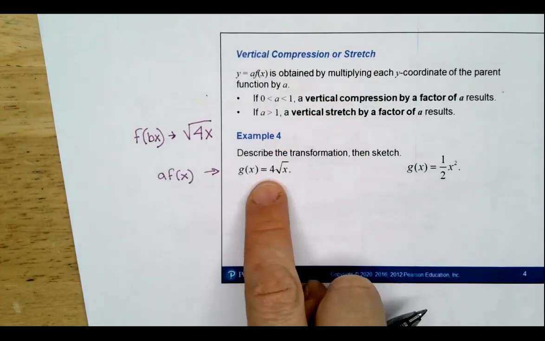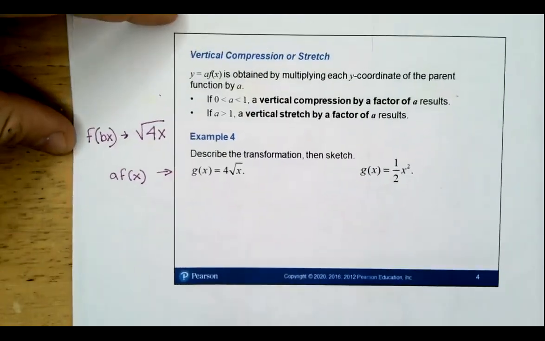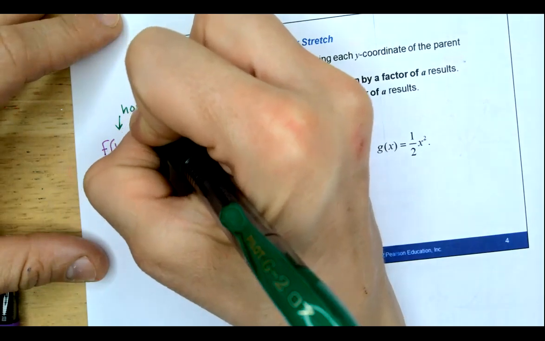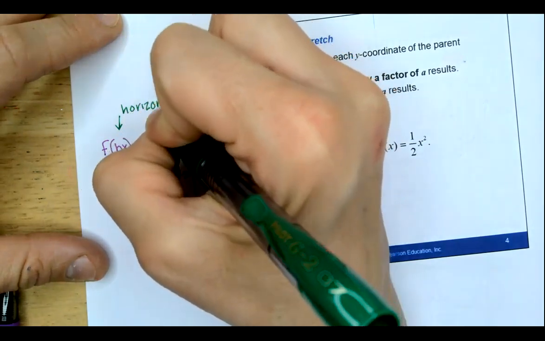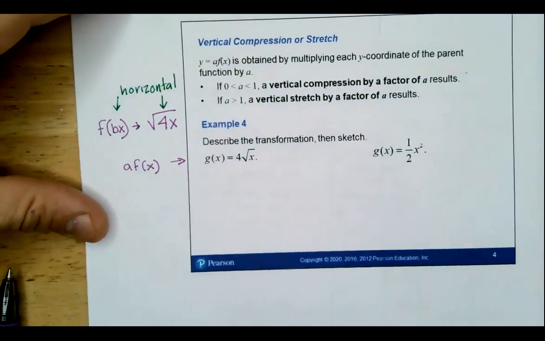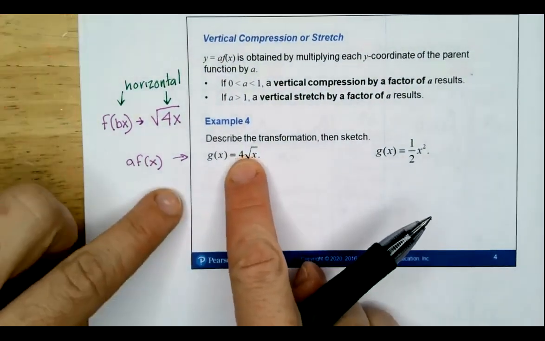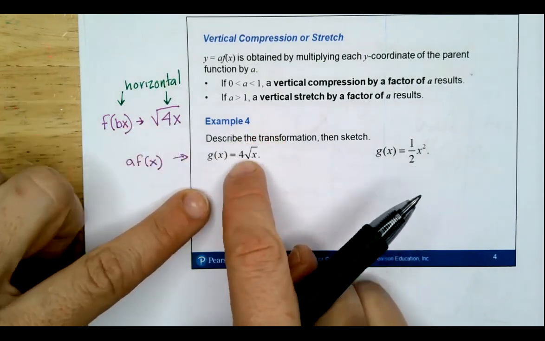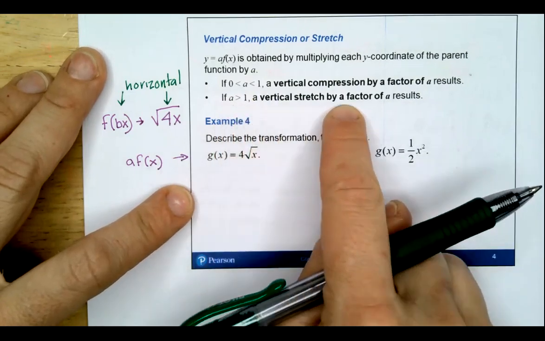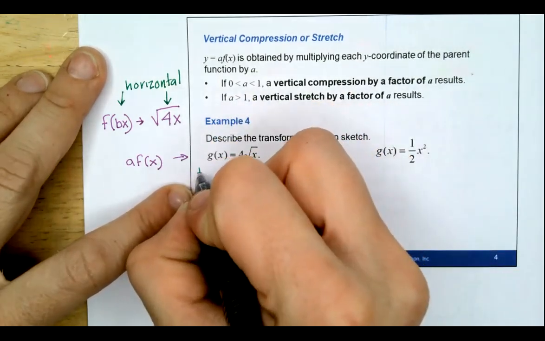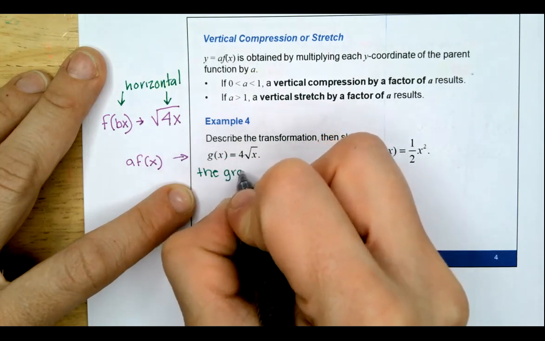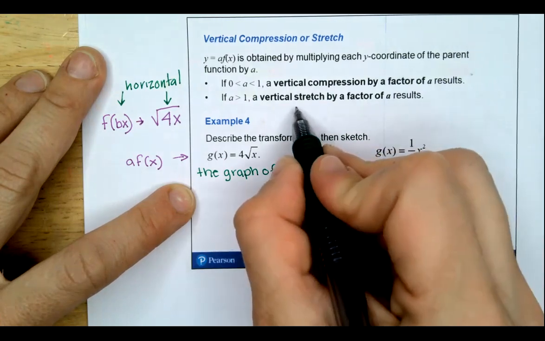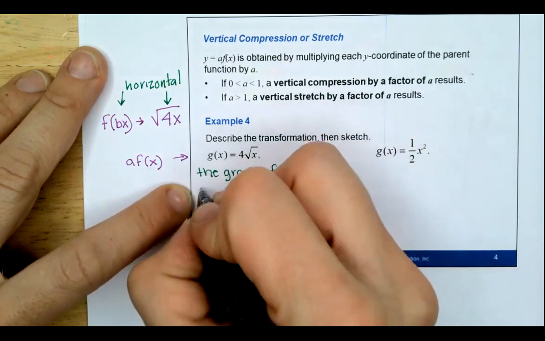So these are vertical because they are outside the grouping symbols. This guy is horizontal, because he is inside the grouping symbol, he's associated with the x. This is outside the grouping symbol. Outside the grouping symbol is associated with the f of x, which is the y. So it's associated with the y. So if a is greater than 1, it is a vertical stretch by a factor of 4. So this is the graph of the square root of x stretched vertically by a factor of 4.